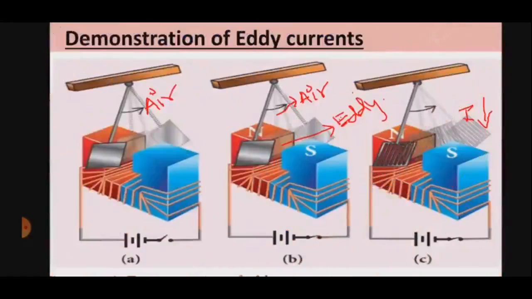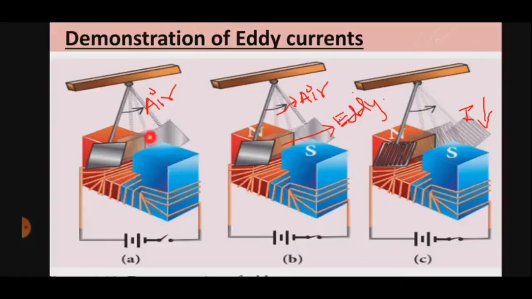Now let us see a simple demonstration to understand eddy current. We have a magnet, an electromagnet, with a north pole and a south pole. How do we create an electromagnet? Take a number of turns of coil connected across a battery. Now the current flowing through the coil makes it act as an electromagnet. So it acts as an electromagnet when current flows through the circuit.